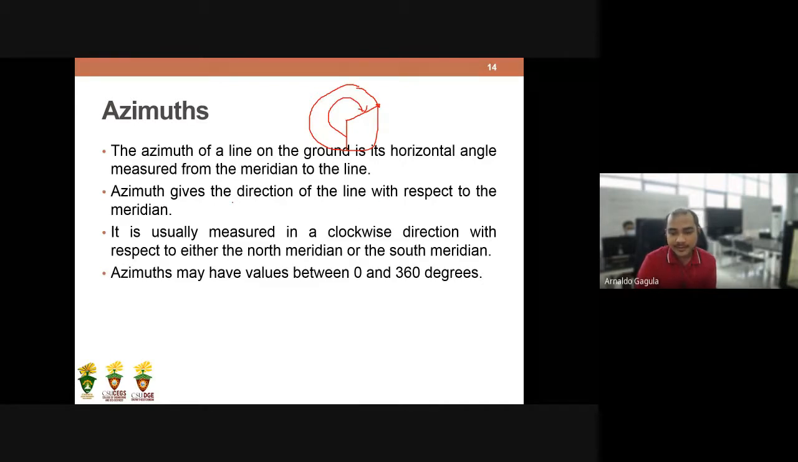The azimuth gives the direction of the line with respect to the meridian, and it is usually measured in a clockwise direction, with respect to either the north meridian or the south meridian. But in the Philippines, we refer to the south. And azimuth may have values between 0 and 360, since one full rotation is 360 degrees.